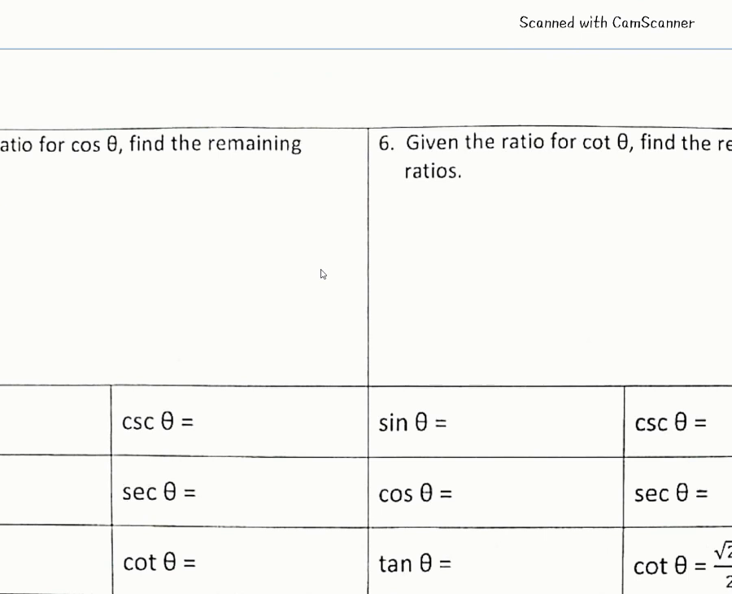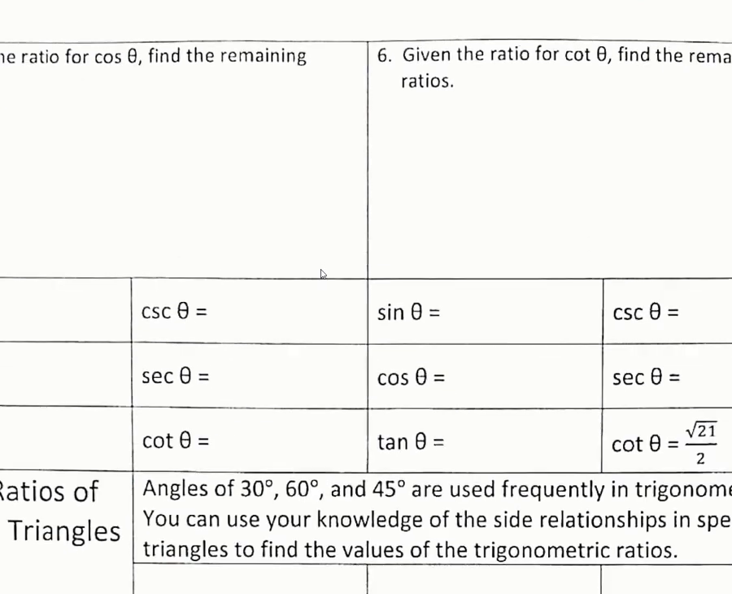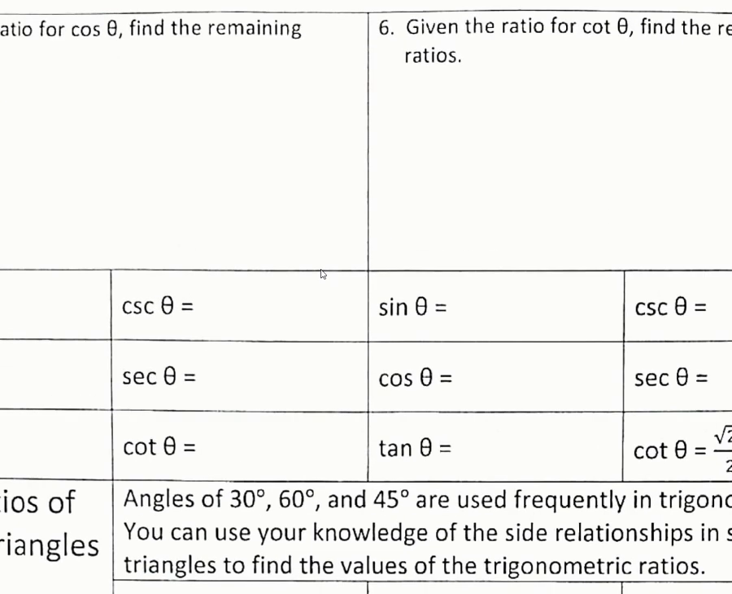The back adds a little trick to it. It says, given the ratio for cosine, find the remaining ratios. So here's what I encourage you guys to do. Draw a triangle, a right triangle. Label your 90-degree angle, but also label theta. Y'all with me so far?